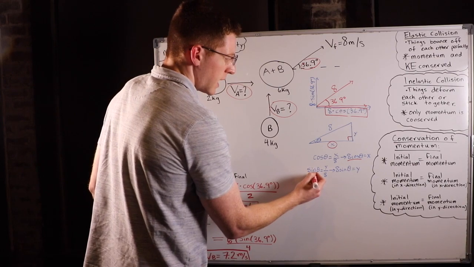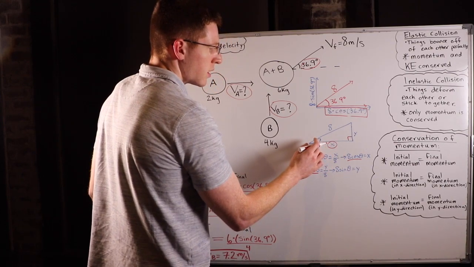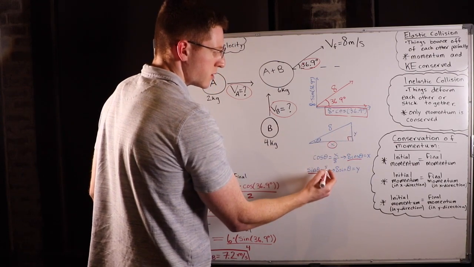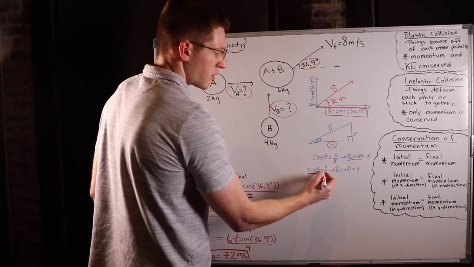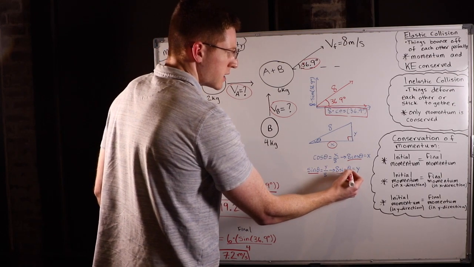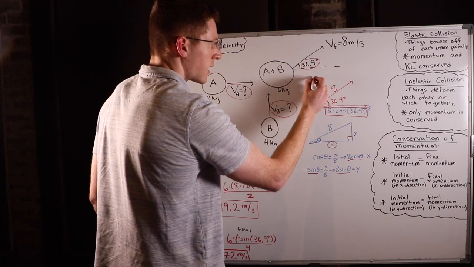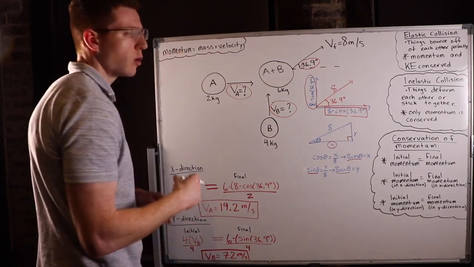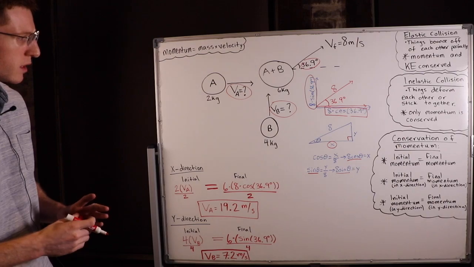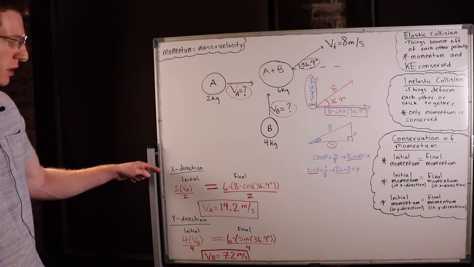Similarly, sine of theta is opposite over hypotenuse. So that means when we solve for y here, it's 8 sine of our angle. And that is our final y velocity. So now we're ready to do our calculations.